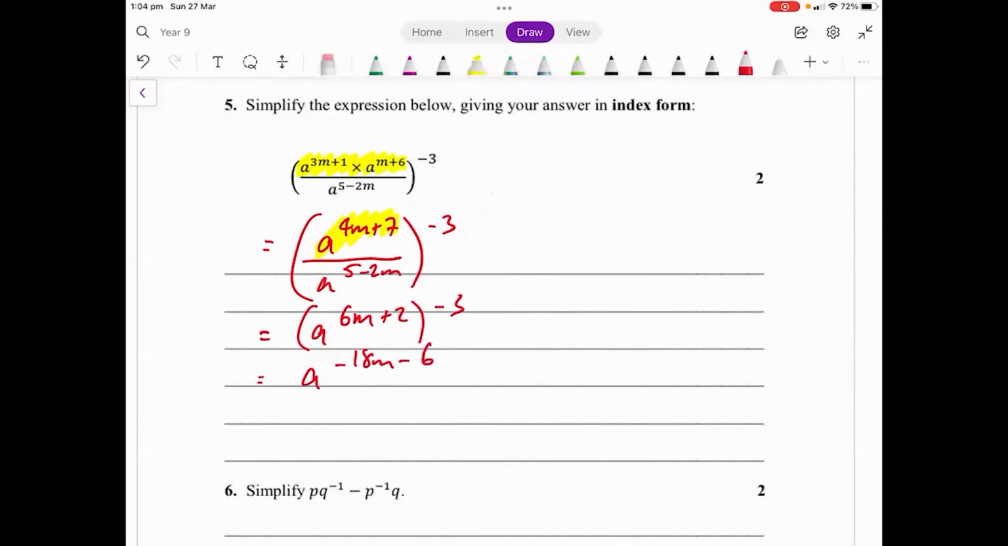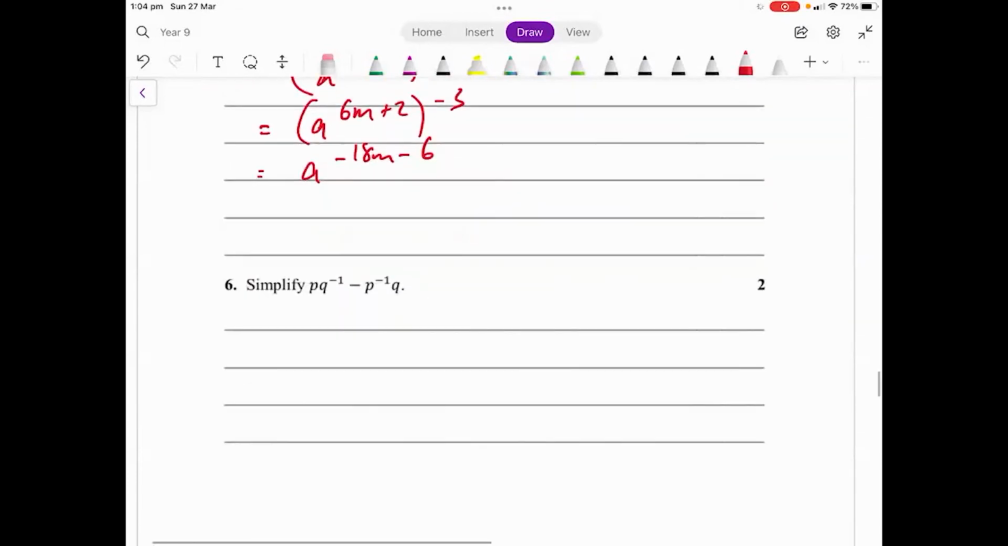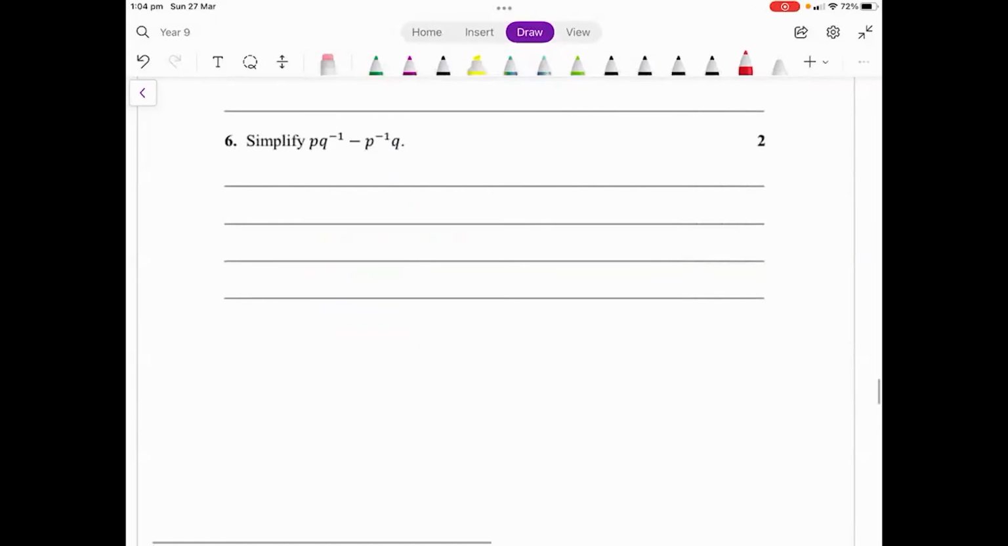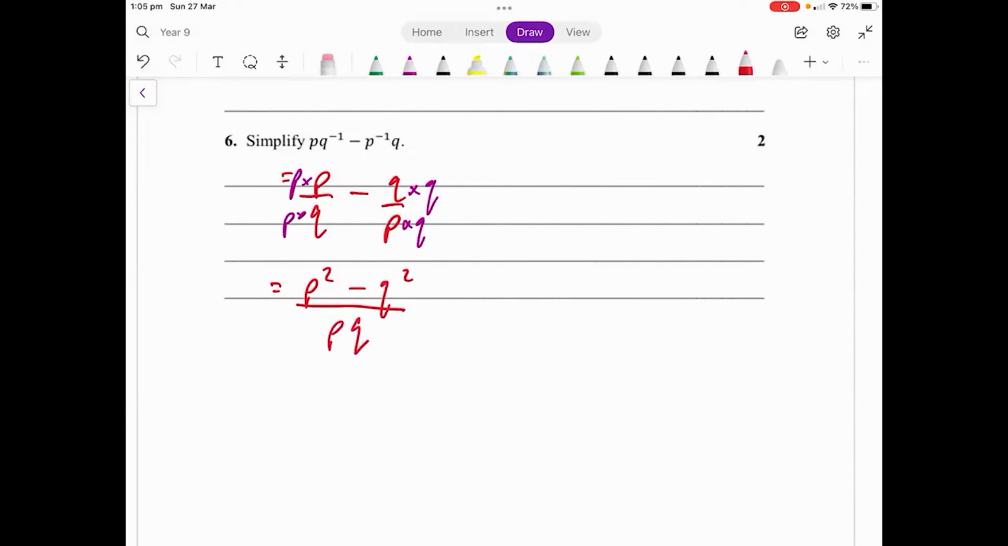Question 6, we start by removing the negative indices, so that becomes p over q minus q over p. Then we have two fractions. We need a common denominator. That's going to be pq. So the first term I'm going to multiply by p over p, and the second one I'm going to multiply by q over q. Now that I've got a common denominator of pq, I simplify the numerator. P times p is p squared. Q times q is q squared. So it becomes p squared minus q squared all over pq.